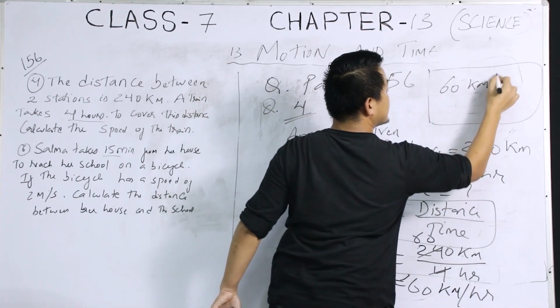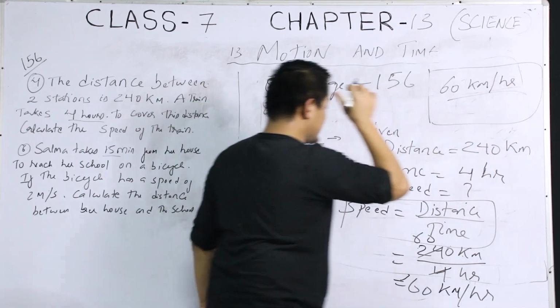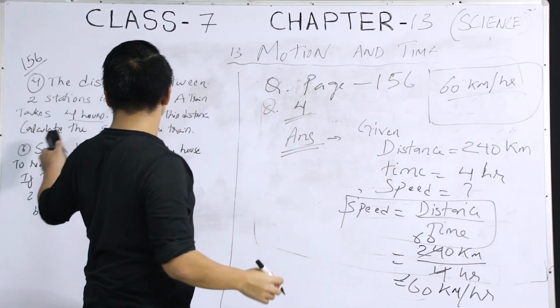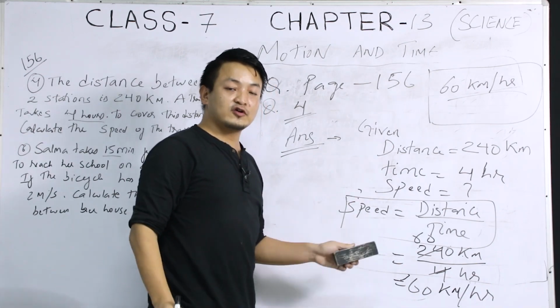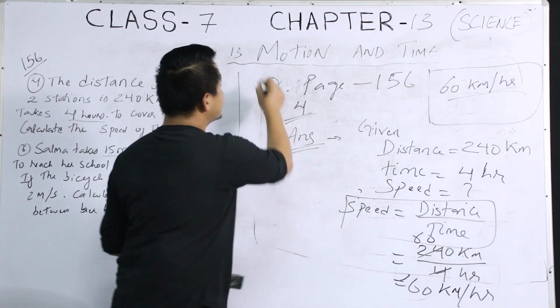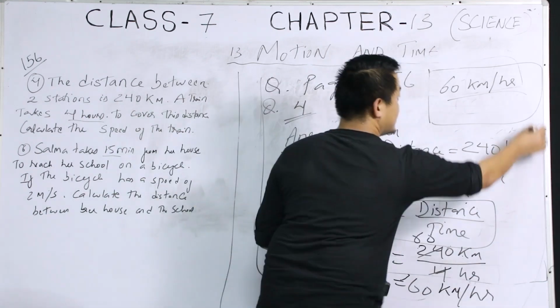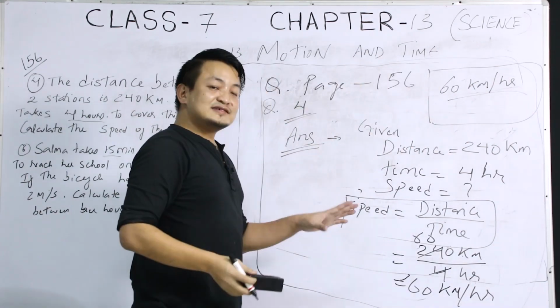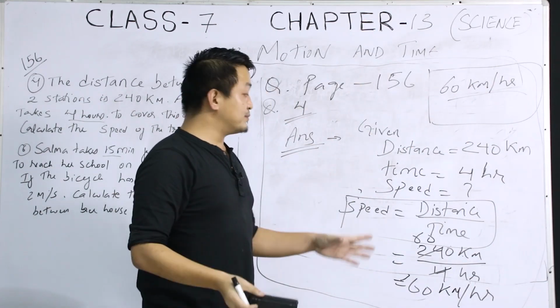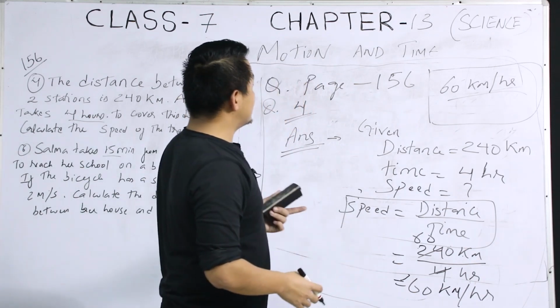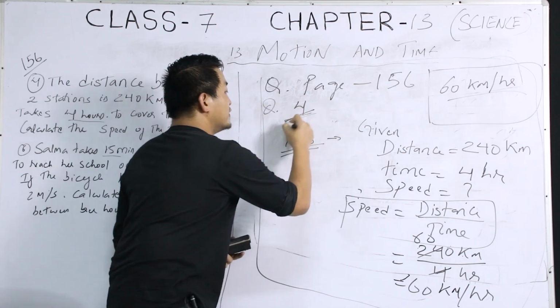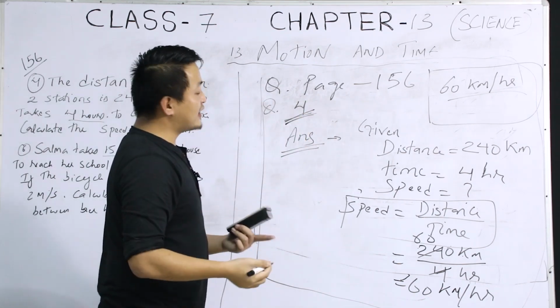60 kilometer per hour. So you can write this, the speed of the train is 60 kilometer per hour. It's very simple if you know the formula. Clear? So we are done with the first numerical. So in science, the numericals are quite simple if you know the formula. Clear? Okay, so now we are done with the 4. Now everyone, let's do another numerical.